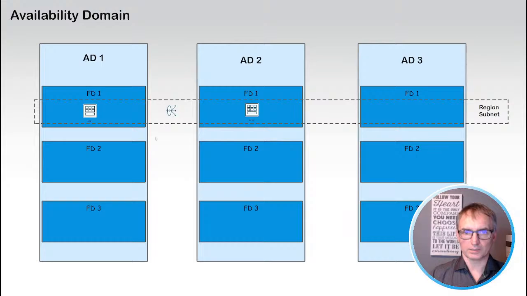Okay, now as we understand the structure and infrastructure which is available for us, how can we create our network? First, we are creating the subnet. The subnet is the region subnet. When you're creating this region subnet, then you can put the servers in each availability domain, and this will be seamless for you.